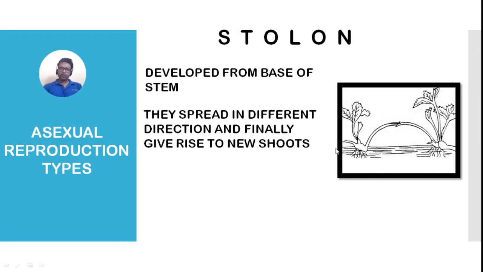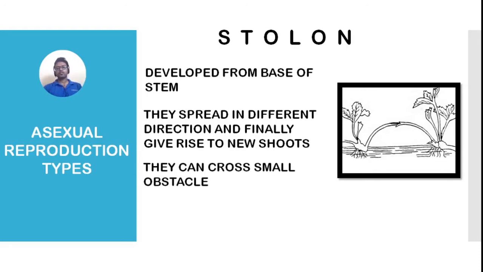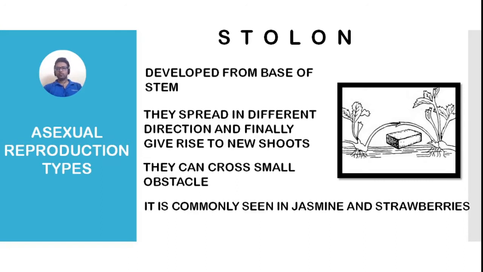So stolon first is a modification of stem. It arises from the base of the stem, and after origin it can spread in different directions, and finally here it gives rise to new plant parts. And if there is any obstacle in front of this stolon, then it can cross this obstacle. Suppose if there is a brick in front of this stolon, then this stolon can cross this brick and give rise to a new plant. And it is commonly seen in jasmine and strawberries.